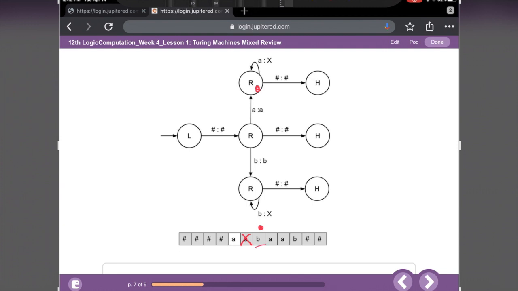Okay, now we see a B. What do we do? Well, there are no state transitions for B's, so we just follow the default instruction of going to the right.